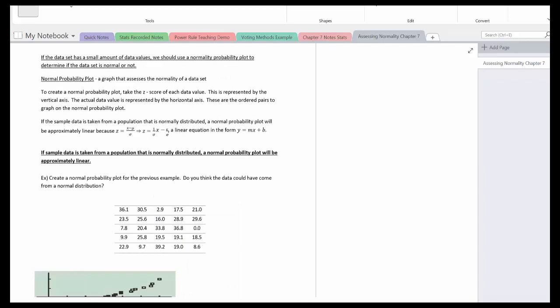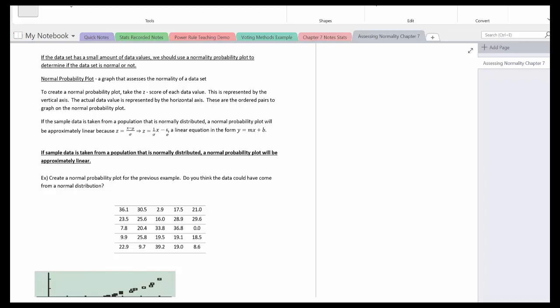If the data set has a small amount of data values, we should use a normal probability plot to determine if the data set is normal or not. A normal probability plot is a graph that assesses the normality of a data set. To create a normal probability plot, we would take the z-score of each data value. This is represented by the vertical axis. The actual data value is represented by the horizontal axis. These are the ordered pairs used to graph on the normal probability plot.